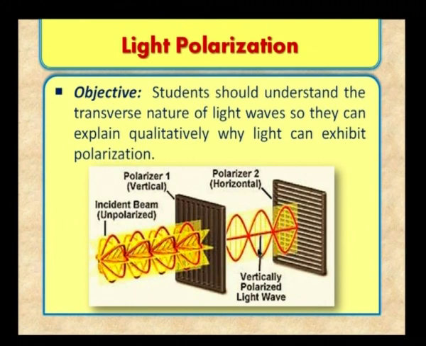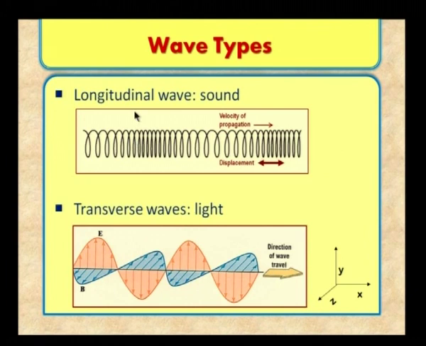This light is called polarized light wave. The incident beam is unpolarized, wherein the vibrations are in all directions. Let us look at the longitudinal wave, the sound wave, where is the velocity of propagation? The spring is made to oscillate, right. The oscillations are in this plane, in this direction.